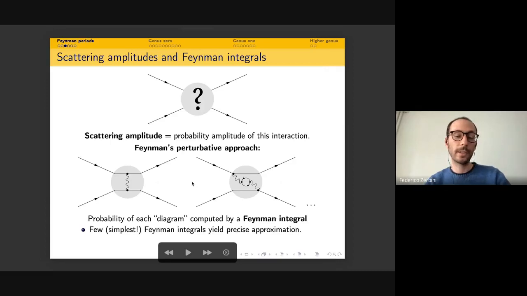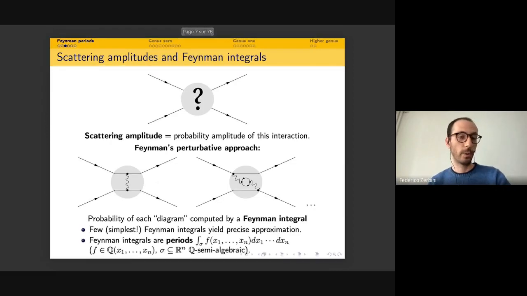And by computing just a very little number of integrals, they have a very precise approximation of the interaction they are trying to study. And this is very interesting also for mathematicians, these Feynman integrals, because of the following very simple remark. It's not difficult to see that all Feynman integrals are periods.